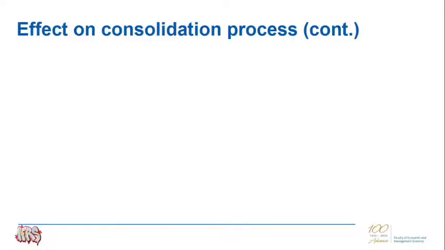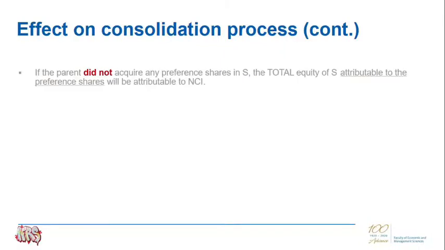Now that we know that the equity of the subsidiary will have to be attributed to more equity participants than merely the ordinary shares like we've been doing up to this point, we can further unpack the preference shares of S and the effect they have on the consolidation process. If the parent company did not acquire any preference shares in the subsidiary, the total equity of S that is attributable to the preference shares will be attributable to non-controlling interests.